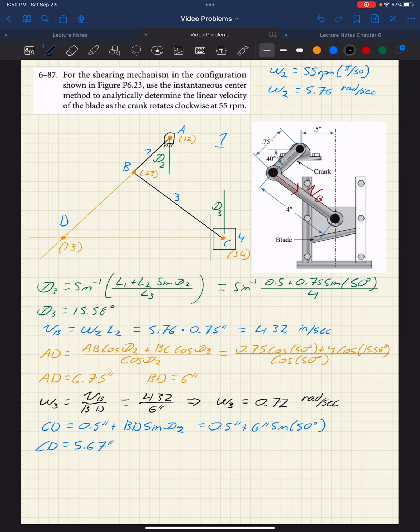And so the velocity at the instantaneous center 3-4 is equal to omega 3 multiplied by CD. So omega 3, 0.72 radians per second, multiplied by CD, 5.67 inches, gives us the velocity of the shear equal to 4.08 inches per second.